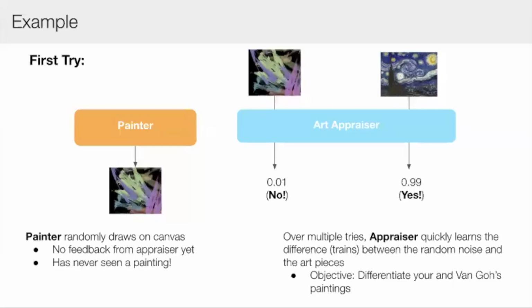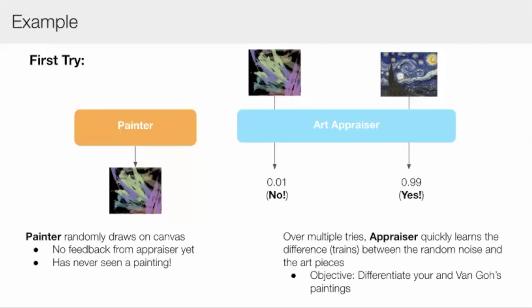So early on in your learning process, again, you don't know how to paint, so you just put scribbles, garbage, right? So again, you haven't really gotten feedback from the appraiser yet. You've never seen a painting, so it's the best you can do. And the appraiser, they're learning with you. They're not a pre-trained expert, so to speak, right?